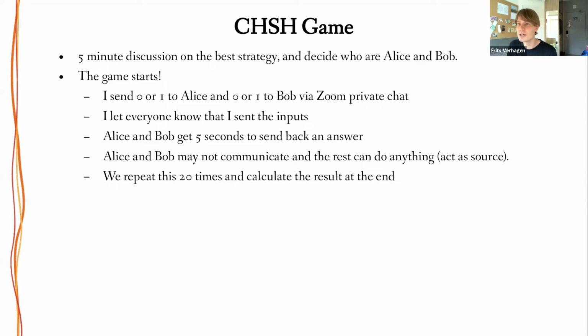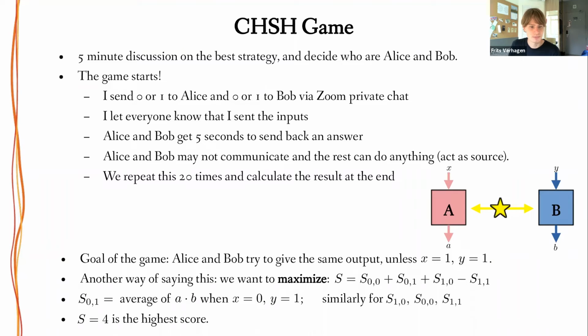We do this about 20 times, so we get 20 inputs and 20 outputs, and then I'll calculate S for you, and we'll see how good you guys do. Here's a summary of the game again. We want to maximize S. Try to get it to 4. So I'm going to leave it to you guys. If anyone has an idea, please say so. Does anyone have an idea how you would do this?